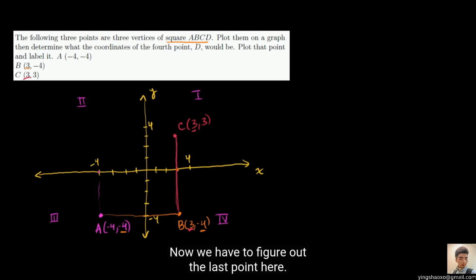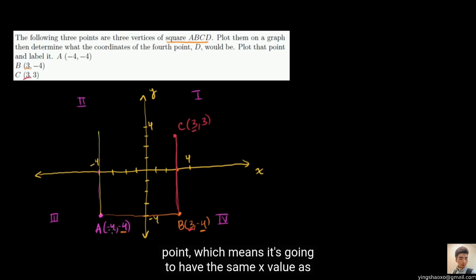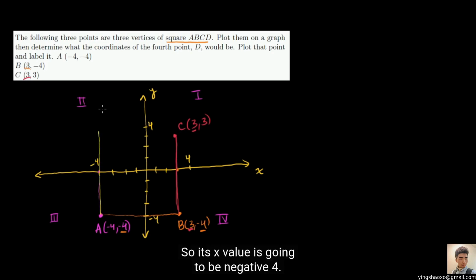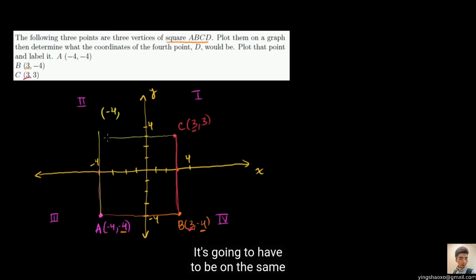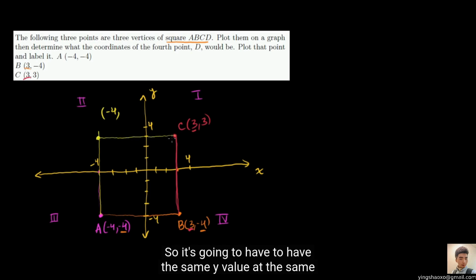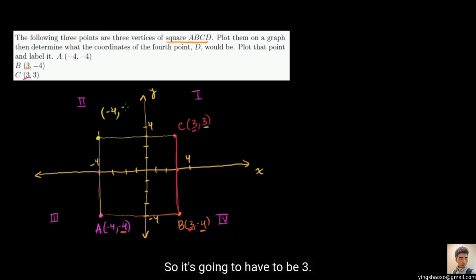Now we have to figure out the last point here. Well, the point is going to have to be on the same vertical as this point, which means it's going to have the same x value as this point. So the x value is going to be -4. And then it's going to have to be on the same horizontal as that point. So it's going to have the same y value. It's at the same height above the x-axis. It's going to have to be 3.